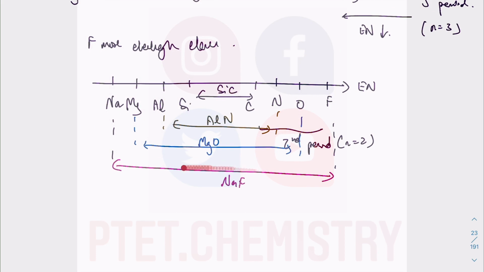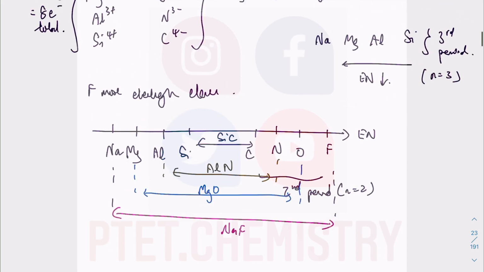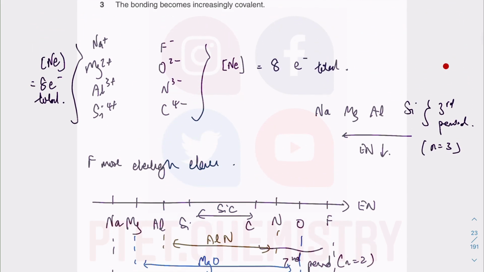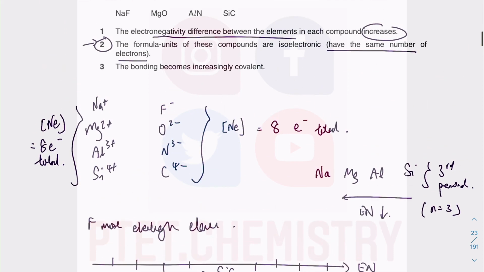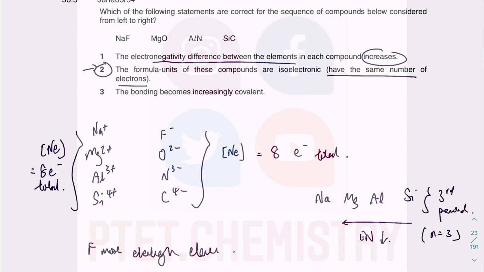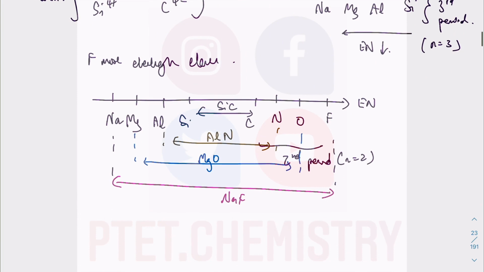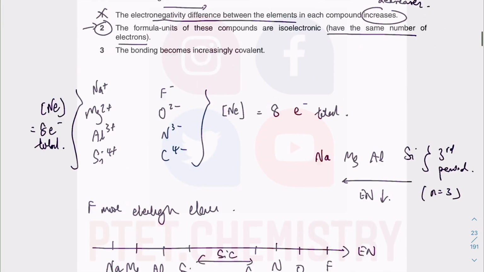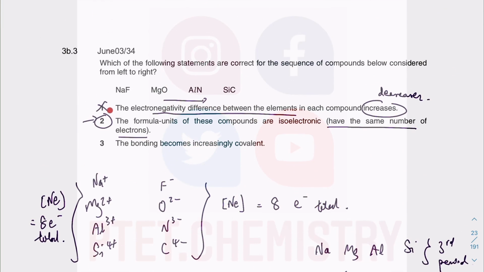Hope you can see the electronegativity difference getting smaller and smaller just by relating to the trend that fluorine is the most electronegative. It decreases that way. It decreases down the group as well. Alright? So electronegativity difference increases, that is wrong. That should be decreases that way. From sodium fluoride to silicon carbide, the electronegativity difference gets smaller. Number 2 is correct. Number 1 is incorrect. You're left with a simple choice, which is C, which is 2 and 3.